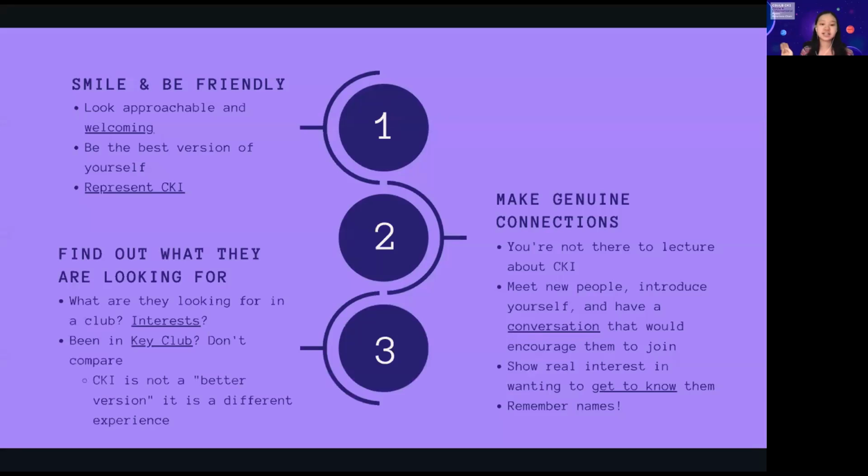Number three, so now that you've gotten to introduce yourself, you probably know what their year is, what their major is. Find out what they're looking for. So what are they looking for in a club? What are their interests? And something that might come up is if they've been in Key Club, make sure that you don't compare. Circle K is not a better version. It is a different experience. We don't want to bash Key Club. Once again, let's be respectful and just don't hate. And yeah.